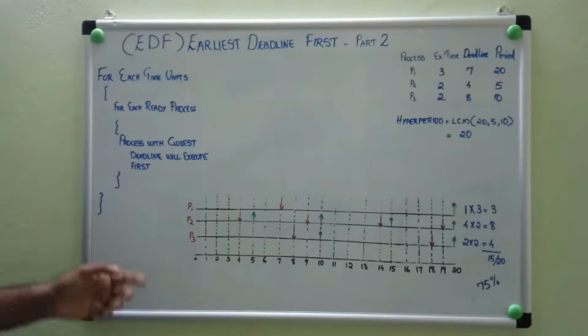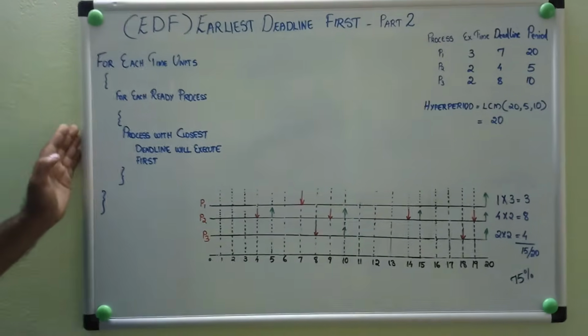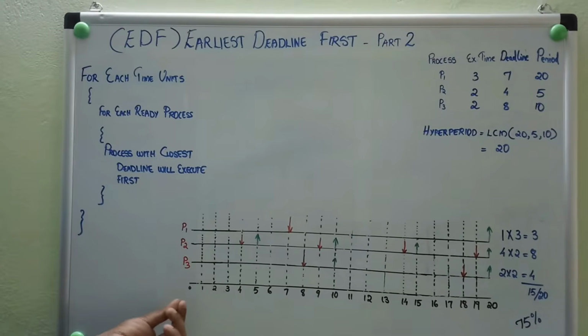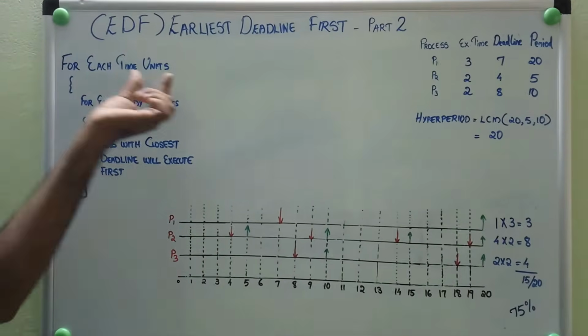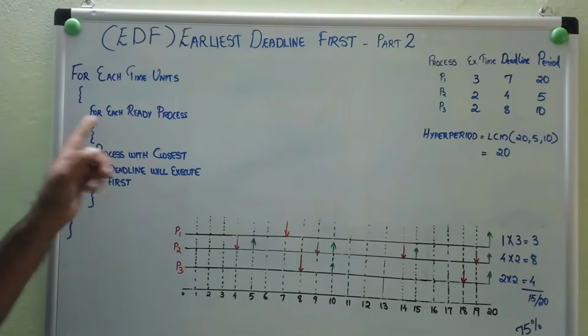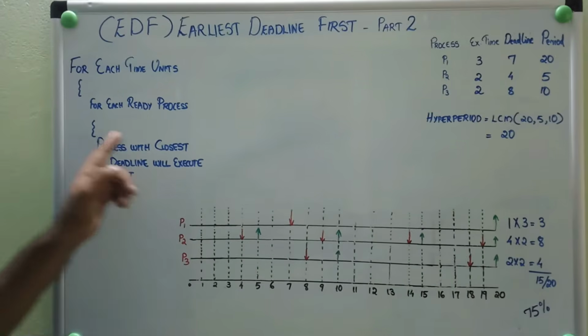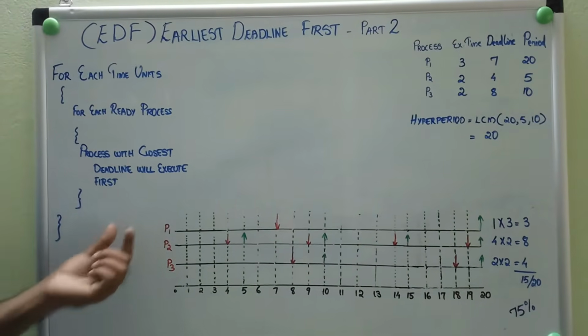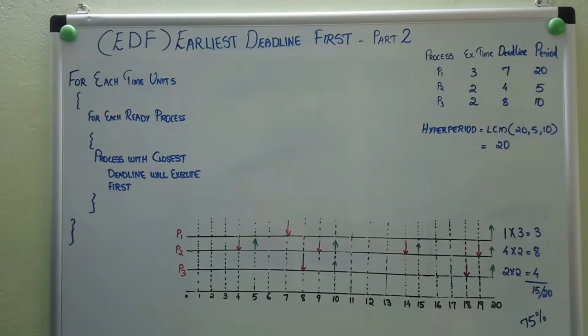So now we can do the scheduling. According to the EDF algorithm, we have to verify the priority each and every time unit. So for each time unit, we have to check what all the ready processes are, out of which we have to look for the process which has the closest deadline. That process has to be given higher priority.